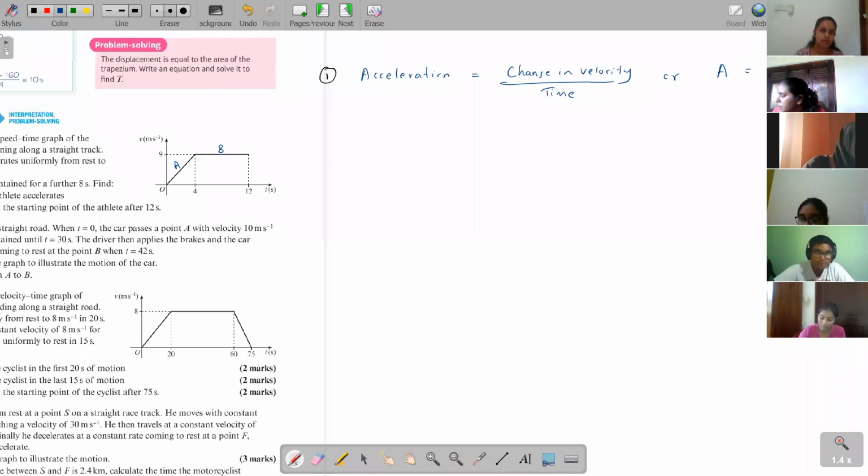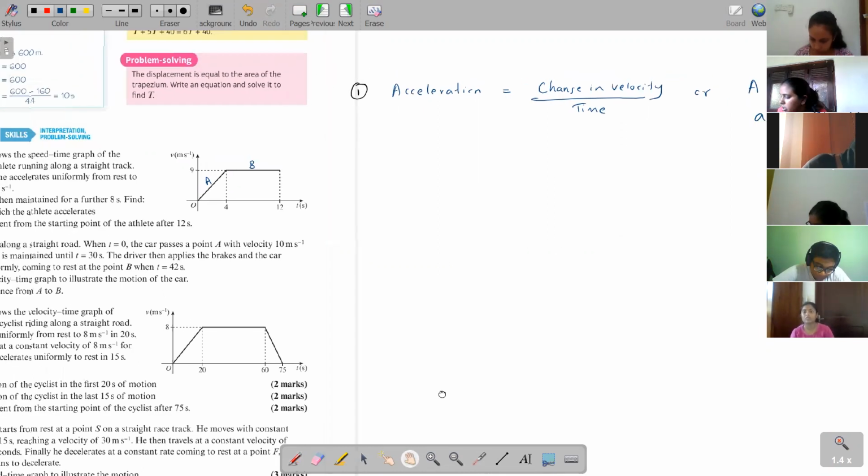Okay, you can use both the methods because acceleration in a VT graph is equal to the gradient. So either you can use acceleration as change in velocity over time, or you can use acceleration equal to the gradient and use y difference over x difference and get it. That is also possible. I don't mind whatever it is.